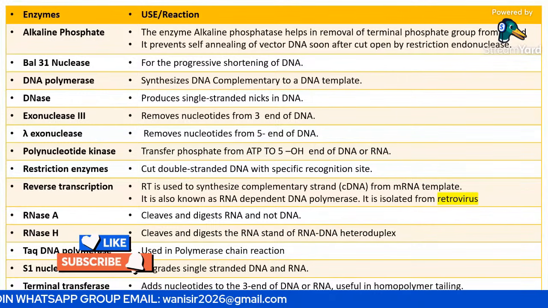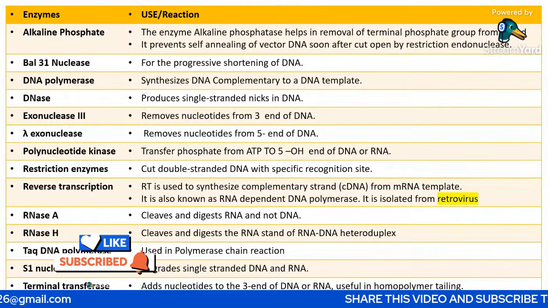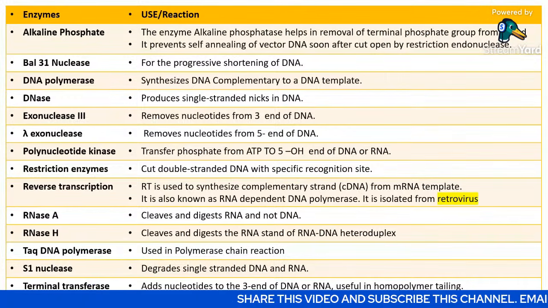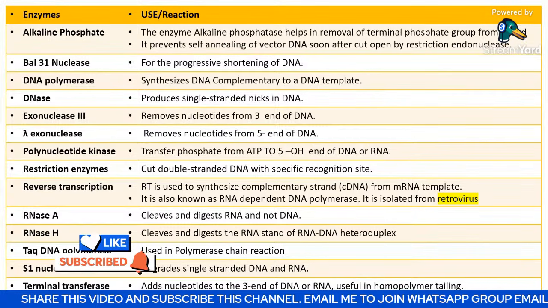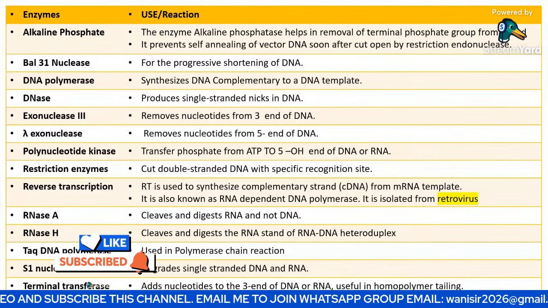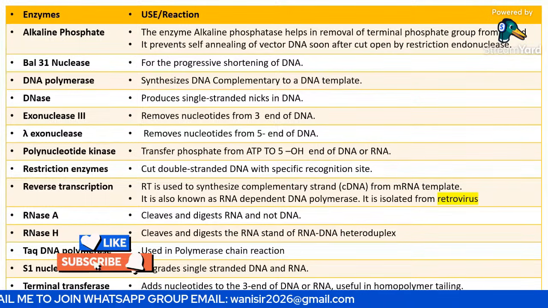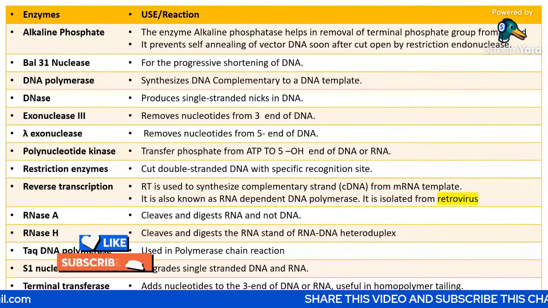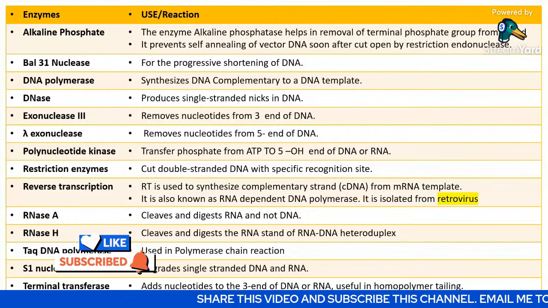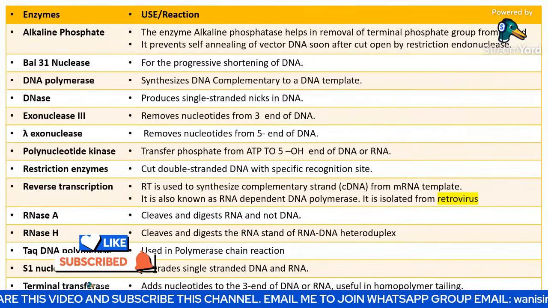Then another is Bal 31 nuclease, for progressive shortening of the DNA. If we want to cut the DNA progressively, we need this Bal 31 nuclease. Another enzyme is DNA polymerase. It synthesizes the DNA complementary to the DNA template. Another enzyme is DNases. They produce single-stranded nicks in the DNA. These are the questions that are mostly asked in the examination, so take care of all these enzymes. Remember all these enzymes.